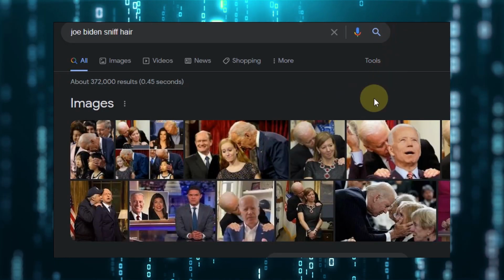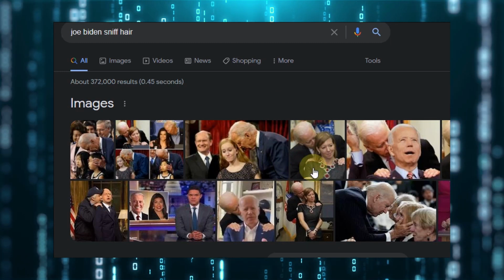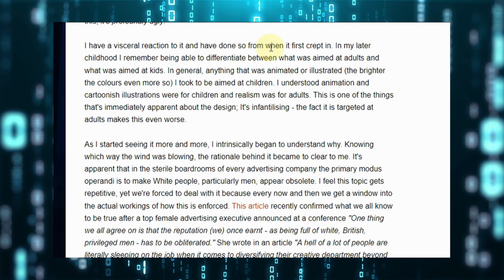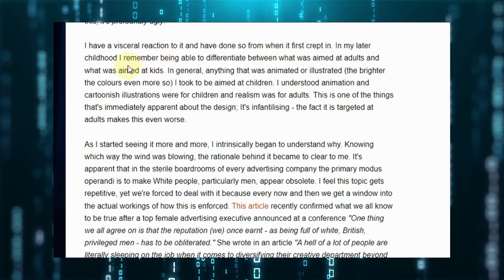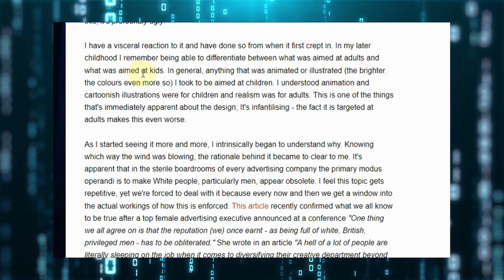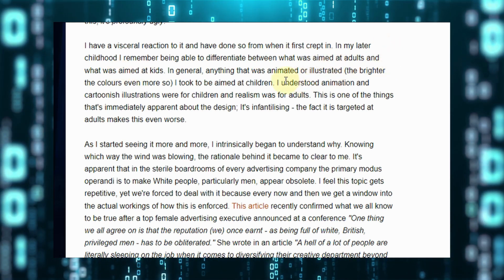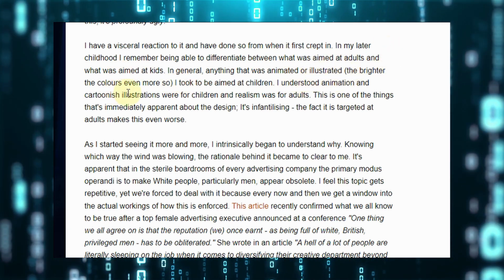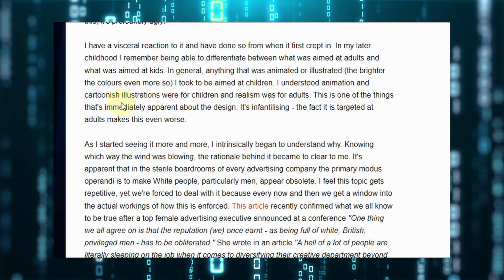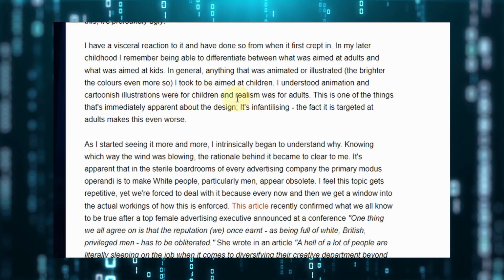Can you imagine? It's 2022. This individual is our president. Continuing, I have a visceral reaction to it and have done so from when it first crept in. In my later childhood, I remember being able to differentiate between what was aimed at adults and what was aimed at kids. In general, anything that was animated or illustrated, the brighter the colors, even more so, looked to be aimed at children. I understood animation and cartoonish illustrations were for children and realism was for adults.